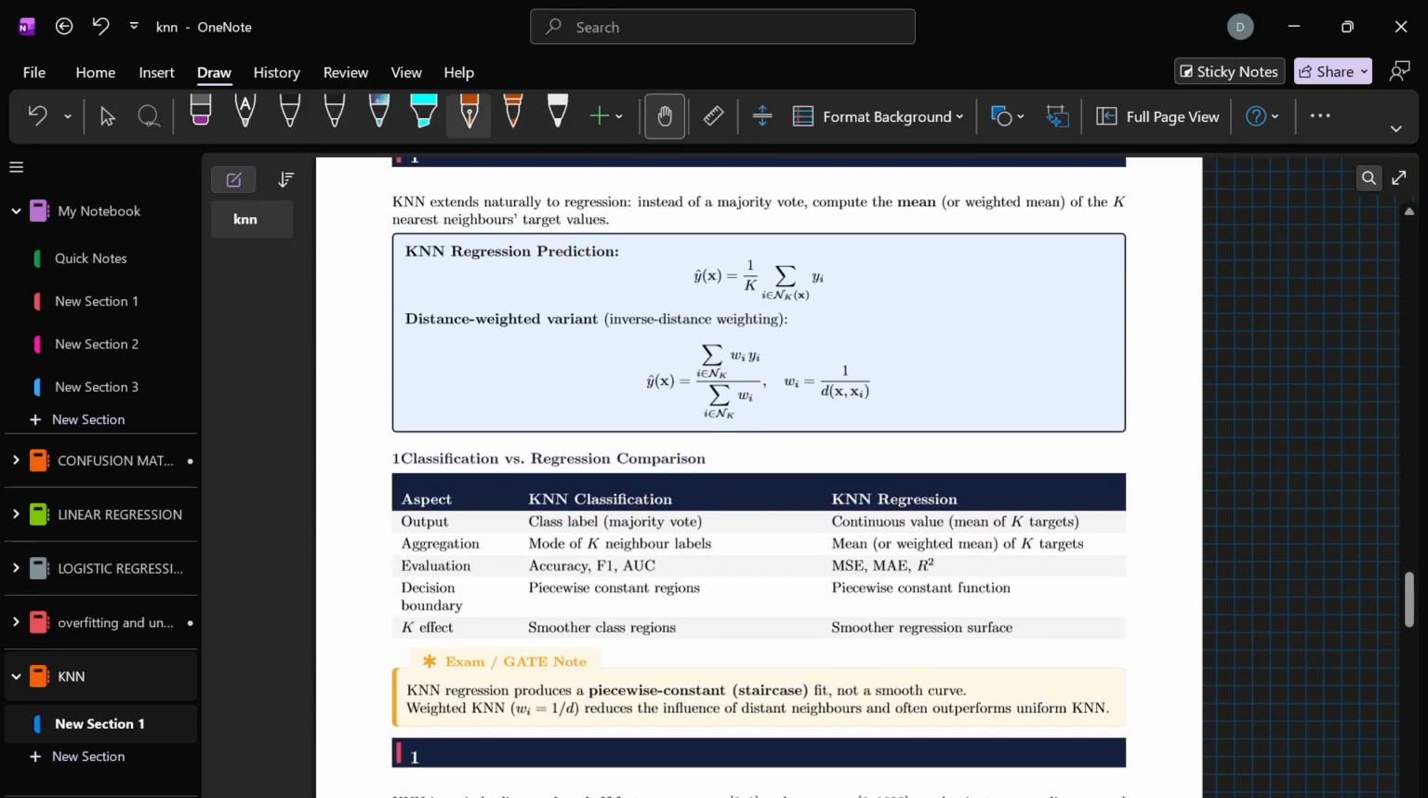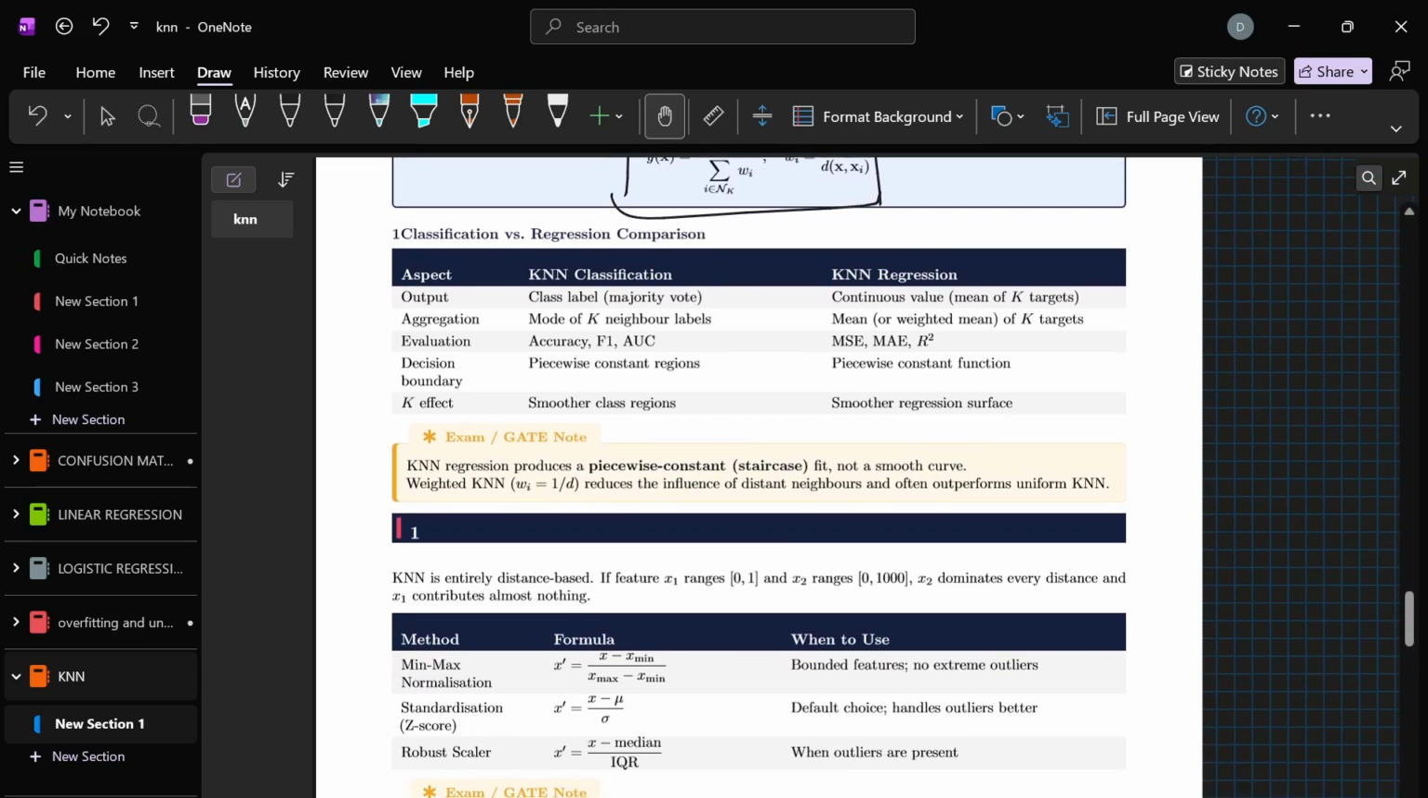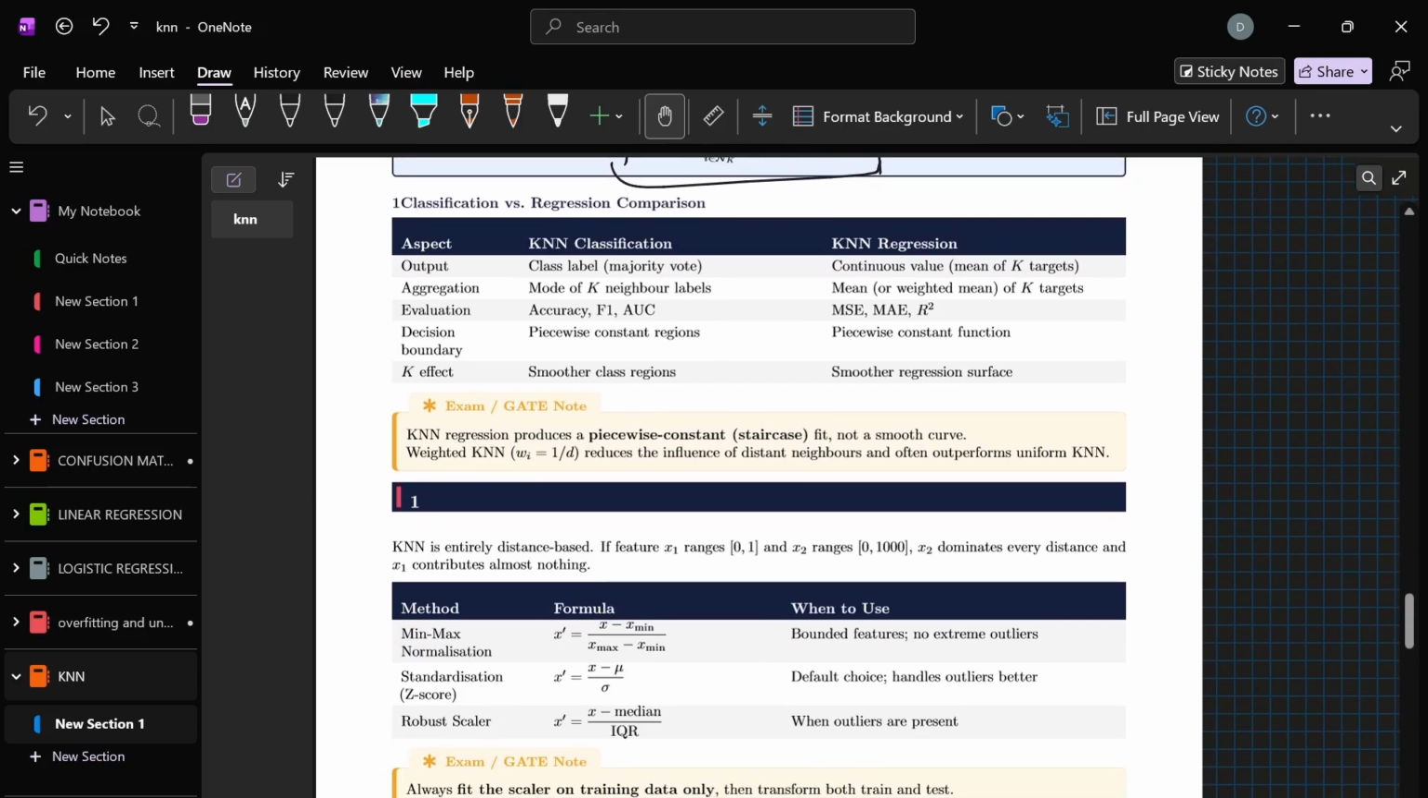So now let's move to KNN for the regression part. KNN works for regression too. Instead of voting, you average it out. For a new point, find the k nearest neighbors, then predict the mean of their target values, and that's it. If you want even better results, use weighted averaging. Weight each neighbor's value by 1 over its distance, so closer neighbors contribute more to the prediction.